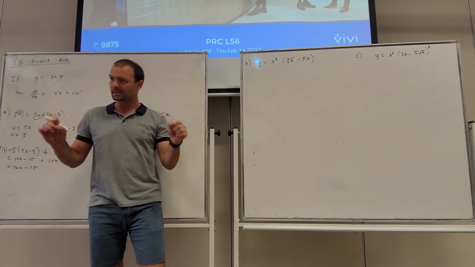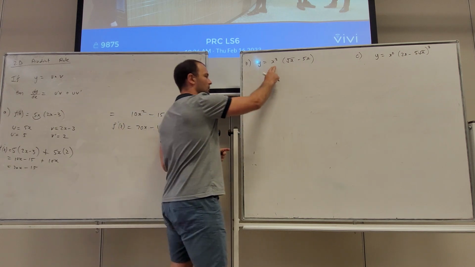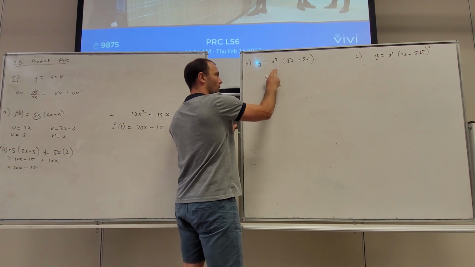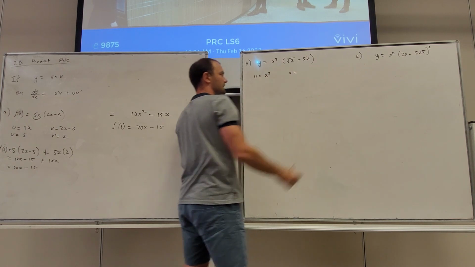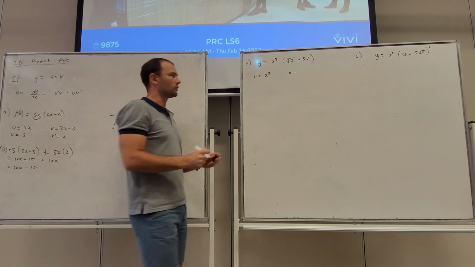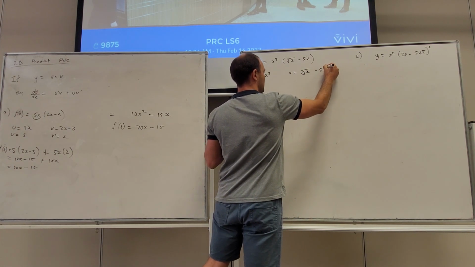So they're going to start off nice and clear, which one's u, which one's v. So if we have a look up here, u is always our first function, x to the 3. v is our second function. We've got the cubed root of x, take 5x.